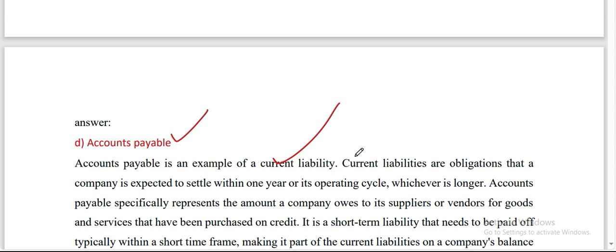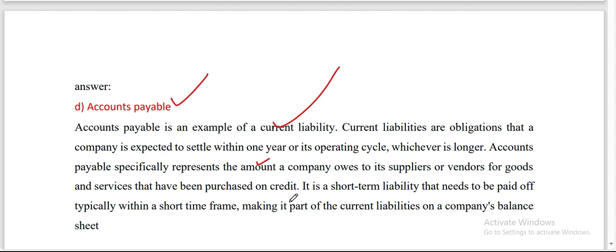Current liabilities are obligations that the company is expected to settle within one year or its operating cycle, whichever is longer. Accounts payable specifically represents the amount a company owes to its suppliers or vendors for goods and services purchased on credit. It is a short-term liability that needs to be paid off within a short time frame, making it part of current liabilities on a company's balance sheet. So the best answer is option D.